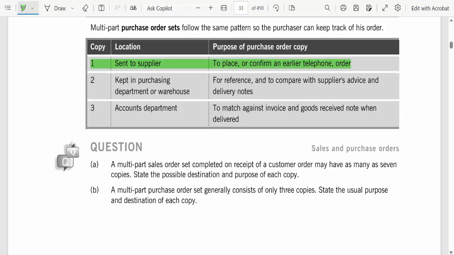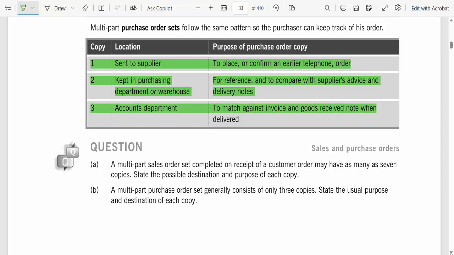Purpose: this copy goes to the supplier to formally place the order or confirm a previous order made by phone or email. Example: suppose ABC Heating Solutions needs heating system parts from XYZ Supplies. They send this copy to XYZ as an official order for the required parts. 2. Copy 2. Kept in purchasing department or warehouse.